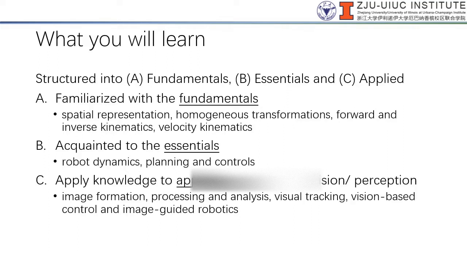Then the more practical and applicable topic is robot vision, where we will look at the science and engineering of image formation, processing, and analysis. You will understand the camera model, how you use a camera to help the robot perceive and understand what is happening in the surroundings, and to do vision-based control, that is, to apply visual information to control the robot and achieve certain tasks. These are image-guided robotics topics that you will learn in the last 4 weeks of this course.